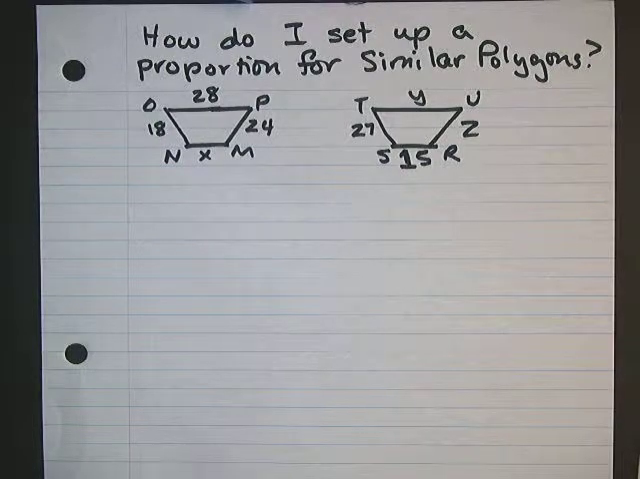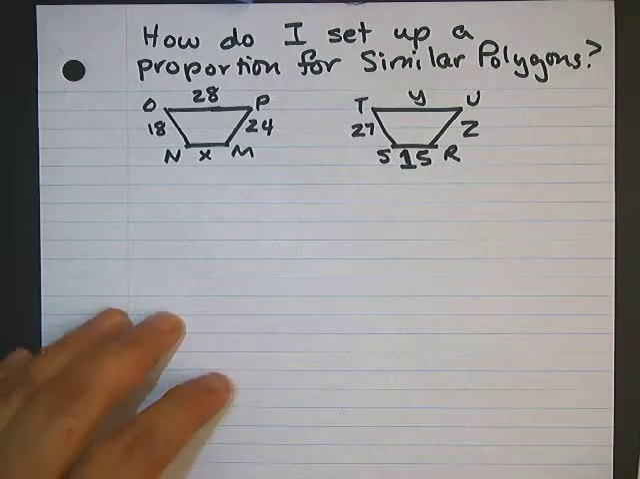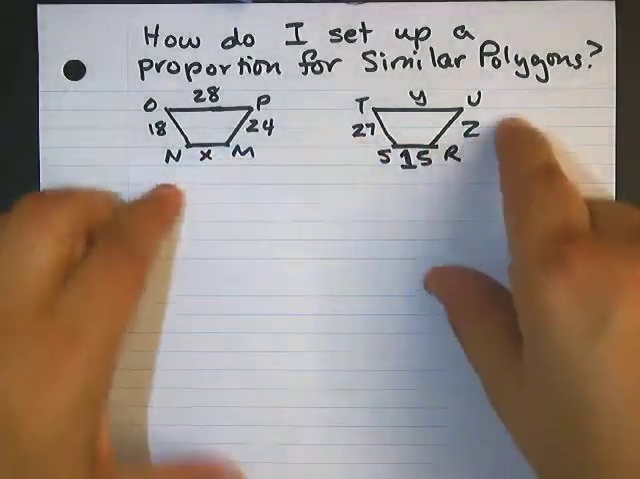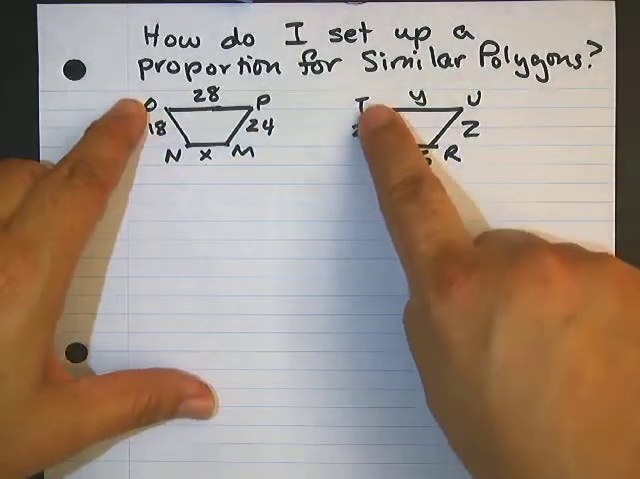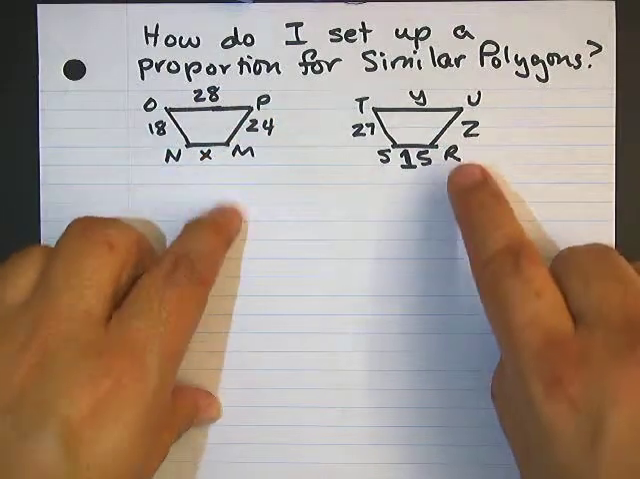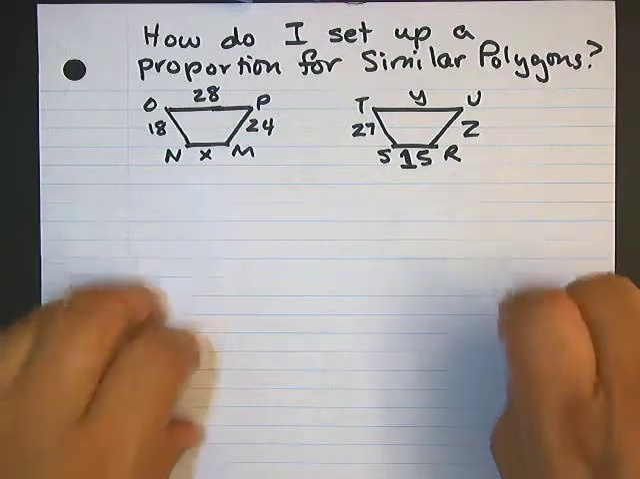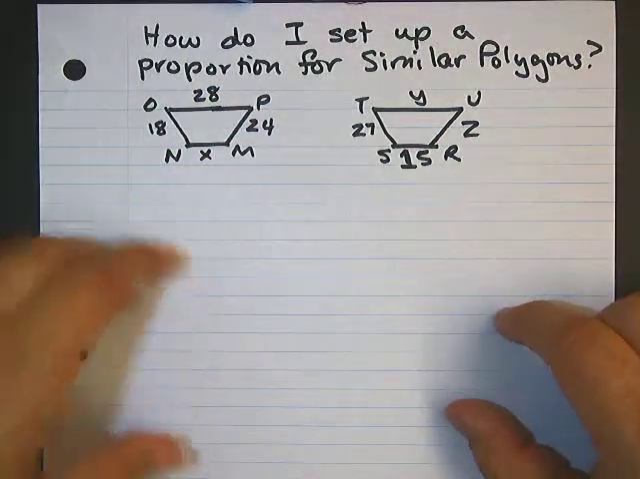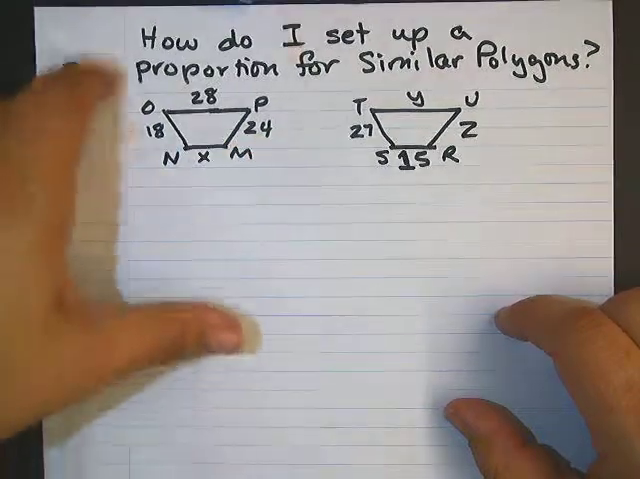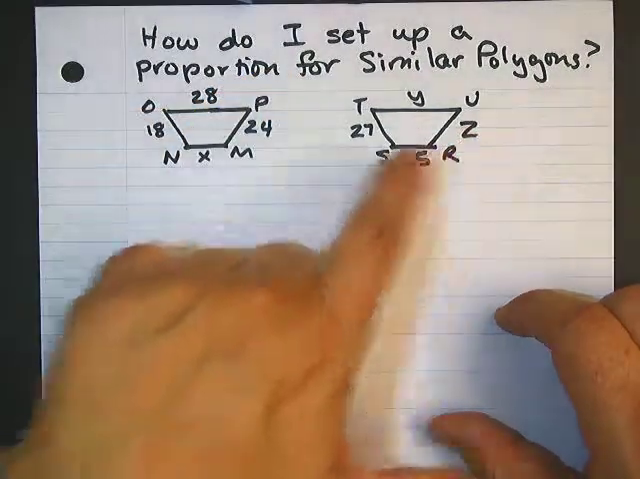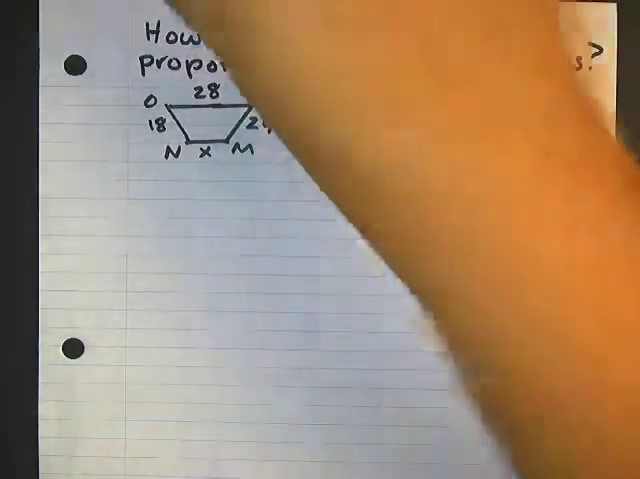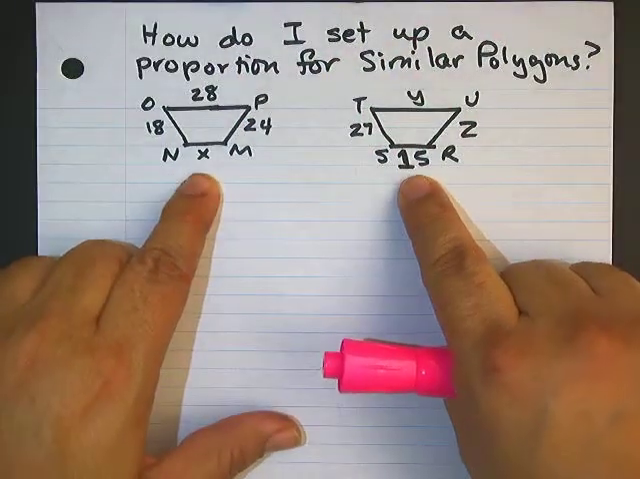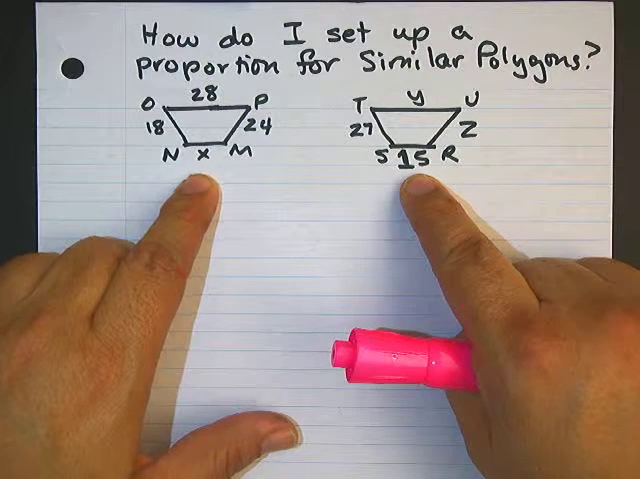Now, I use color to sort out the sides on my polygons. In our example here, I have already oriented the polygons so they go together. So N goes with S, O goes with T, P goes with U, and M goes with R. If I were to write a similarity statement, I would say polygon MNOP is similar to RSTU. All right. So the first thing is I know that this side goes with that side.